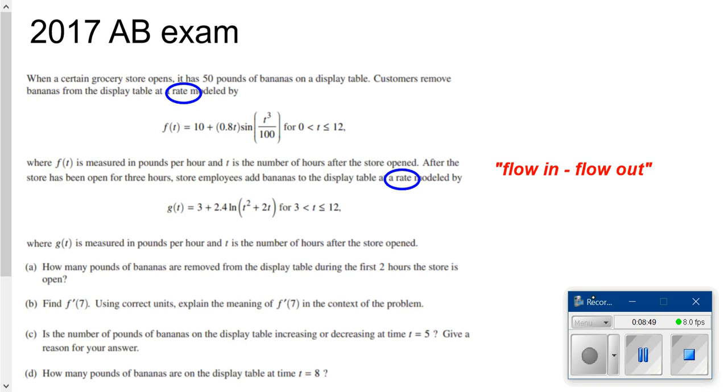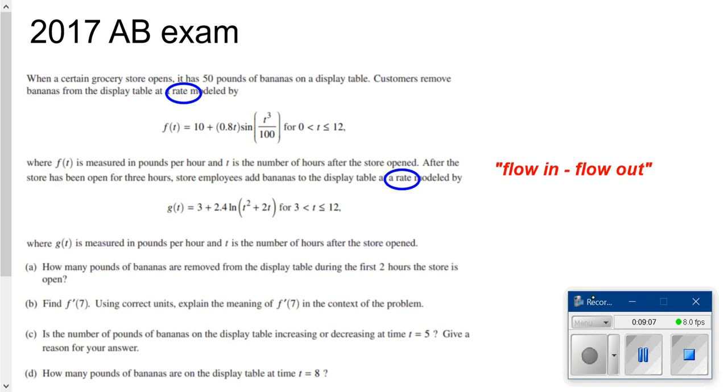They aren't signaling me with notation to think of that as a derivative, but the word rate means in my head, I need to think, oh, that's like a derivative. Okay, and so F of T is measured in pounds per hour. That's good to know. T is the number of hours since the store opened.